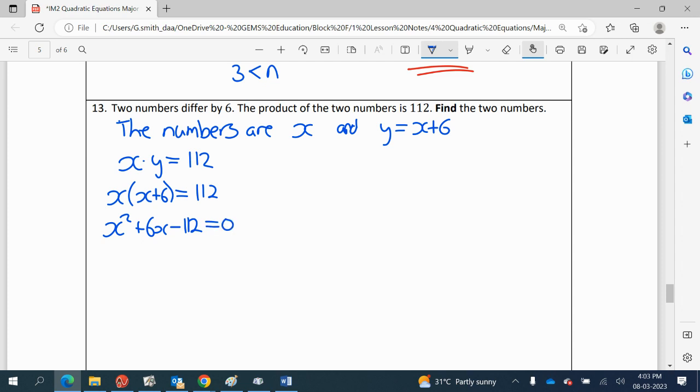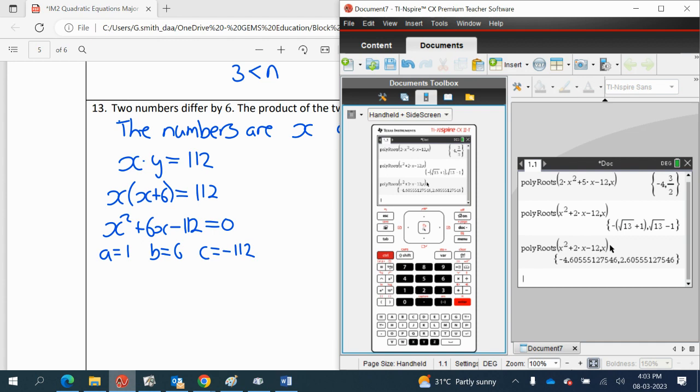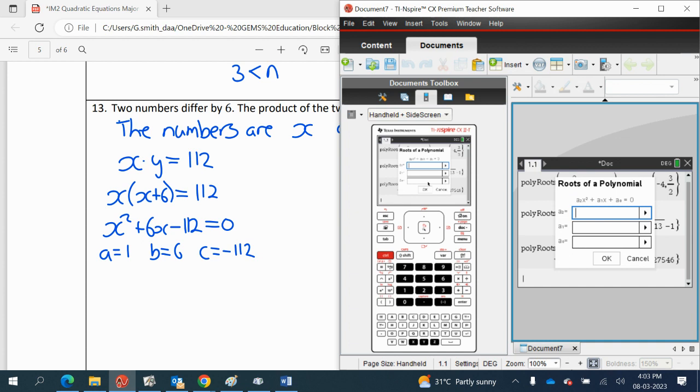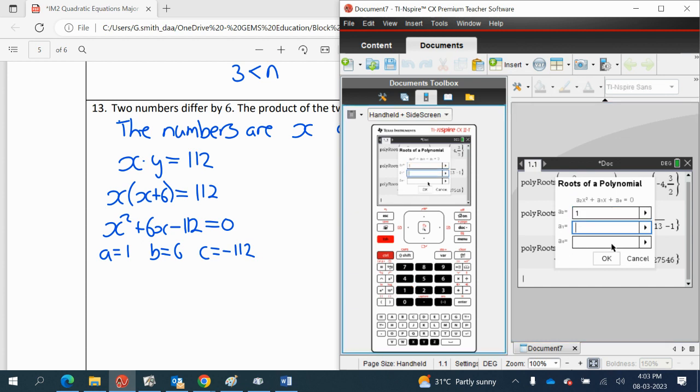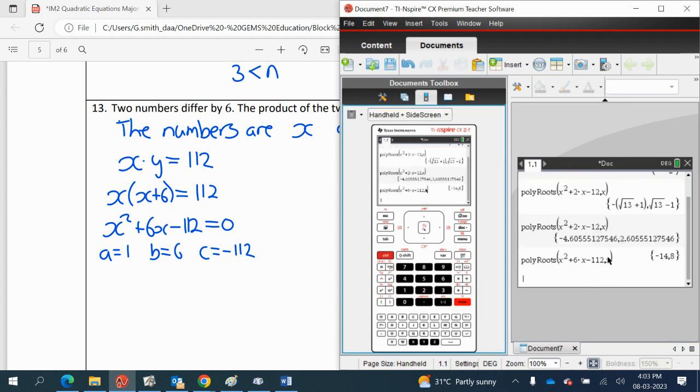I can factor this, but why? I can do it on the calculator. a equals 1, b equals 6, c equals minus 112. Pull up my calculator. We want 1 tab 6 tab minus 112. We get two solutions, but remember, these two solutions are solutions for x, not x and y.